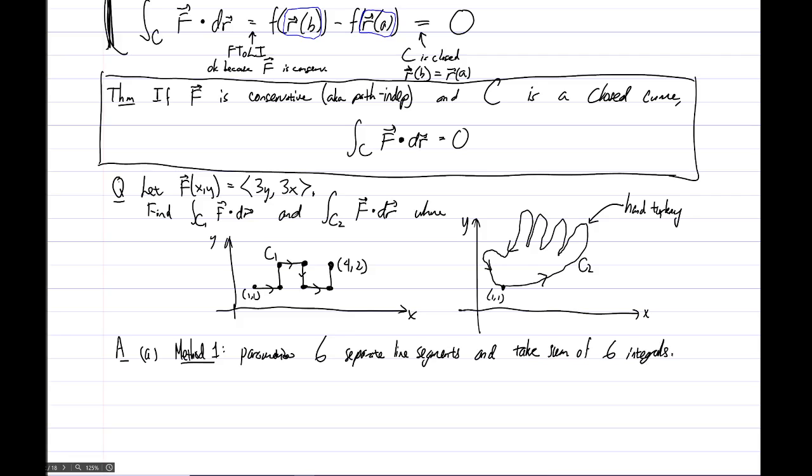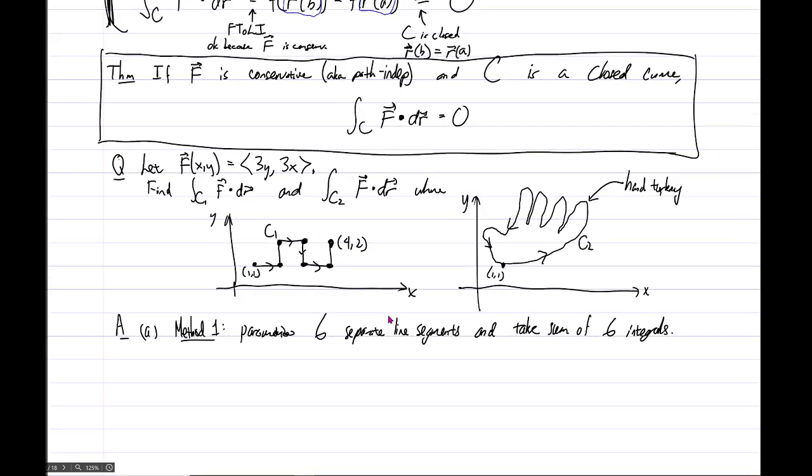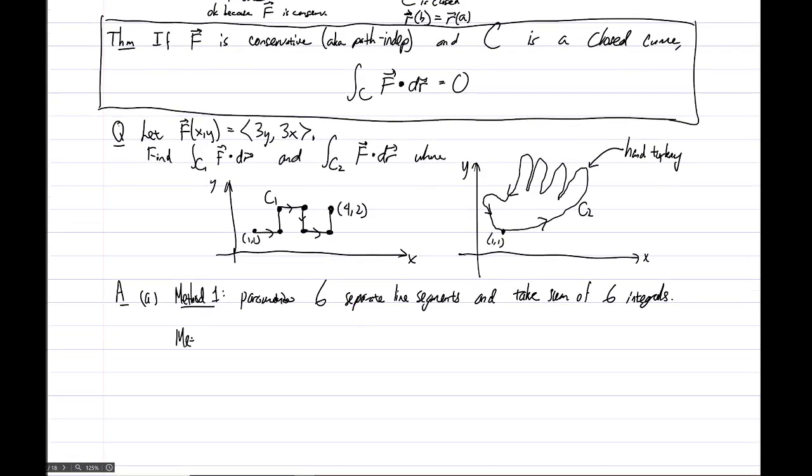Could this be done? Yeah, sure. I mean, is it going to be work? Yeah, it's not impossible, but it's just a little tedious. So let's not do that. Method 2 is to actually note that since the vector field that we were given, 3y, 3x, since that vector field is conservative, wait, why is this conservative? Let's actually put a remark for this in parentheses.